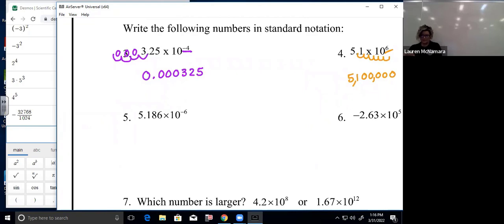Looking at number 5. Number 5, it's negative. 1, 2, 3, 4, 5, 6. 1, 2, 3, 4, 5.